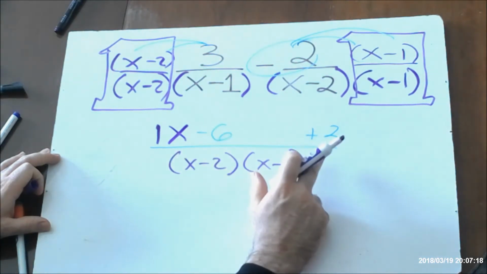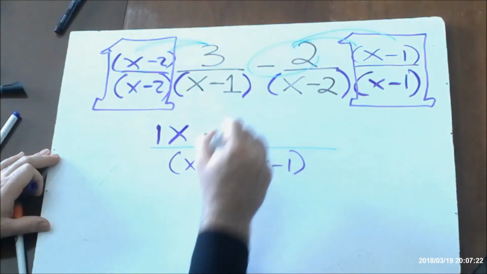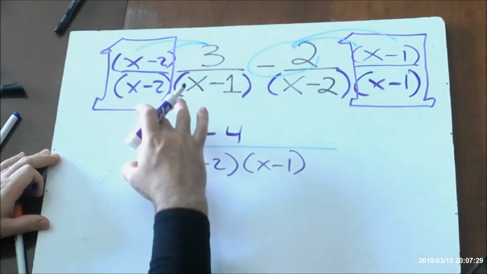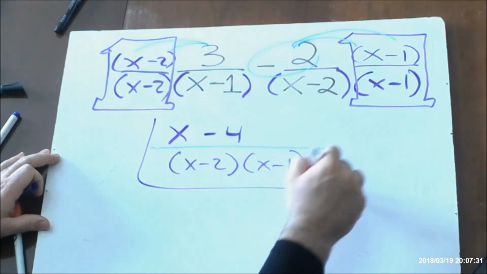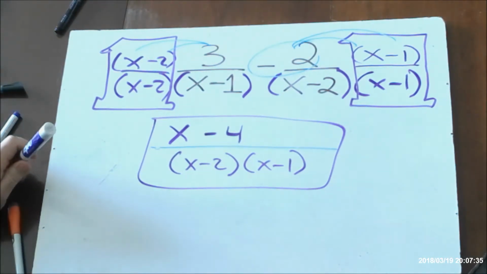Negative 6 and positive 2 is going to make a minus 4. And so we look here if there's anything that can cancel out. And I don't see anything here. So this is actually going to be your final answer. You can just go ahead and circle this, and you're going to be done.